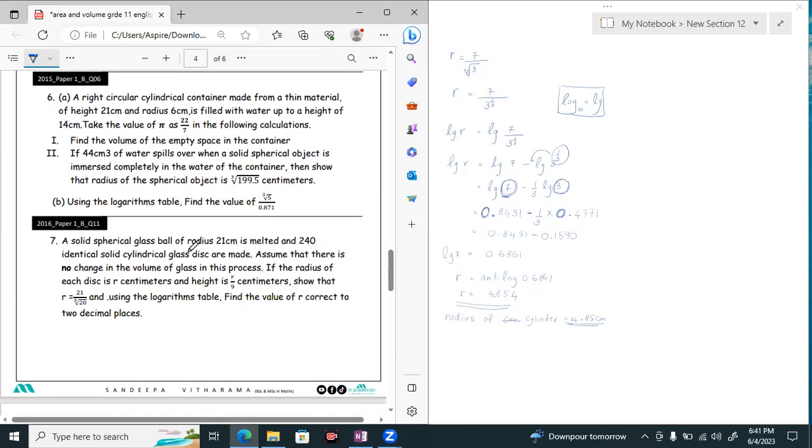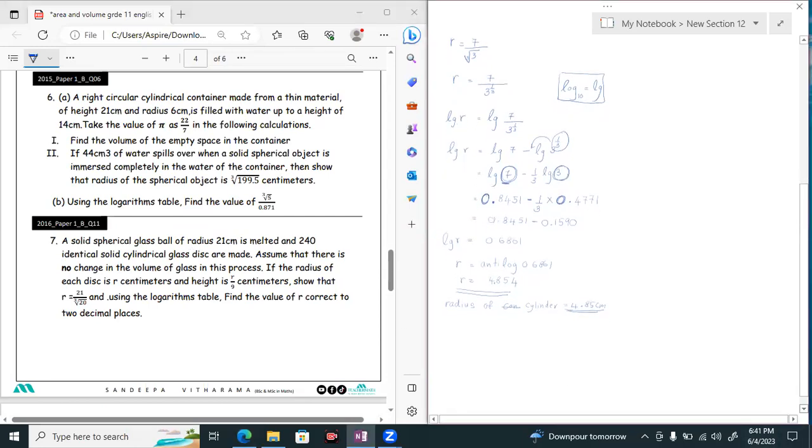A right circular cylindrical container made from a thin material of height 21 centimeters and radius 6 centimeters is filled with water up to a height of 14 centimeters. Take the value of pi as 22 upon 7 in the following calculations. Find the volume of the empty space in the container.